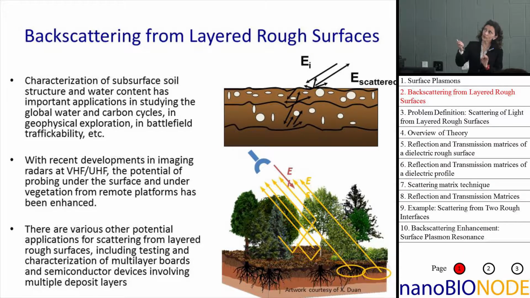If you have an incident electric field, actually the majority of it is going to be reflected via the Fresnel process. Part of it goes into the ground, interacts with subsurface layers, and comes back up. Because of these multiple interactions between surfaces and because of the roughness of these surfaces, you're going to get something back in the backscattering direction, in the monostatic direction.